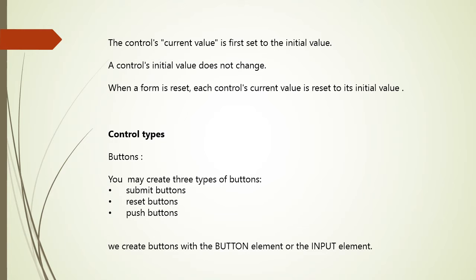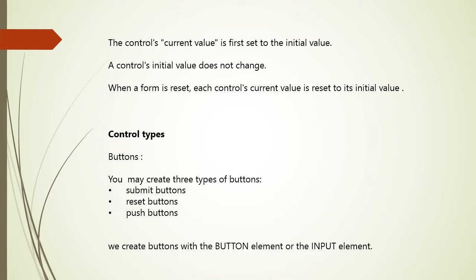Now consider the various types of controls. HTML defines the following control types. First is buttons. You may create three types of buttons, that is submit, reset and push. Submit buttons: when activated, a submit button submits a form. A form may contain more than one submit button. Reset button: when activated, a reset button resets all the controls to their initial values.